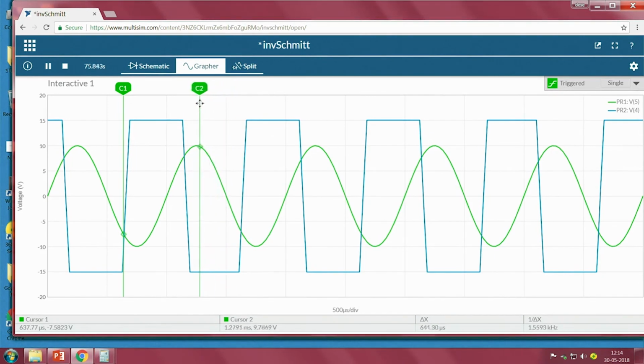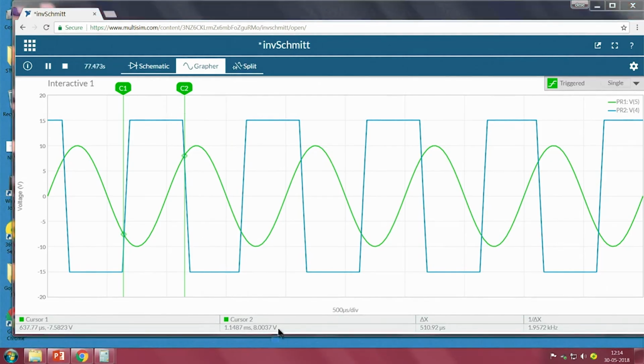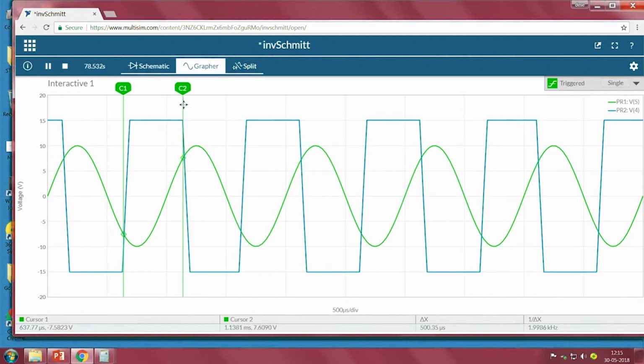Then I will take this one. I will move closely towards the higher threshold value, plus 7.5. Observe here, this is somewhere around 8 volts. So, I will move towards 7.5, 7.6, 7.47, approximately 7.5. We can see that whenever the input is higher than 7.5, it is moving towards our minus VCC, which means that it is acting as we expected.